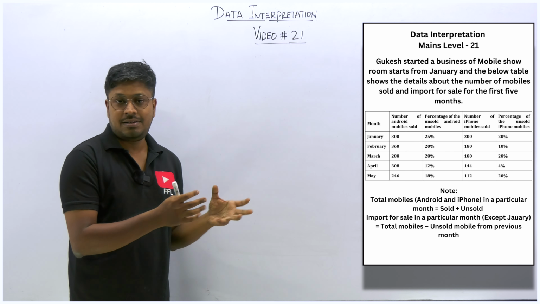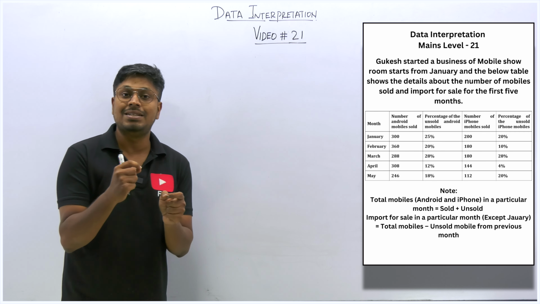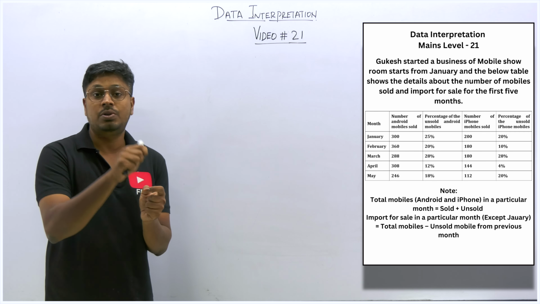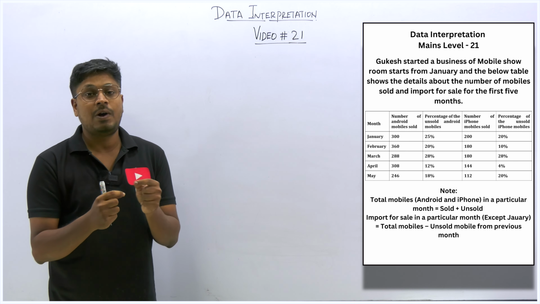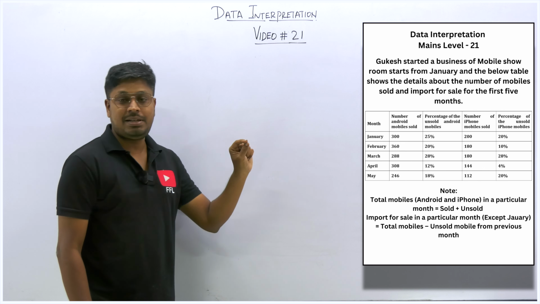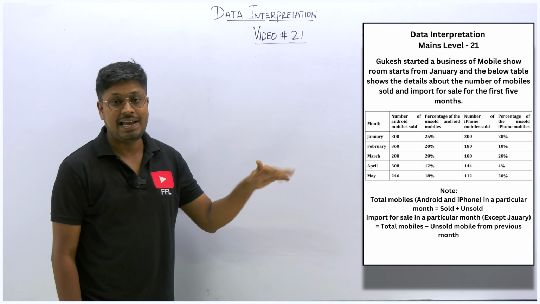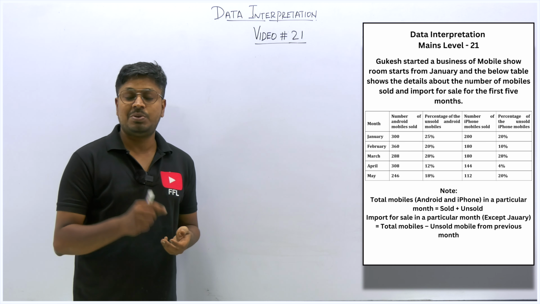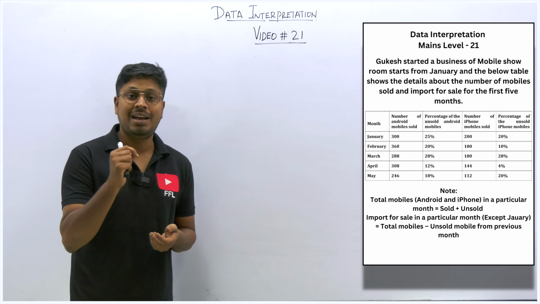So an interesting question. Only if you know the basic concept of how to find unsold and sold given the data, and how to find the total number of mobile phones. If you know those concepts, you can easily solve this question. I think it is a little bit medium level question, not as high as the previous question or the previous 2-3 videos, where we solved some DI that was at a very high level, right?